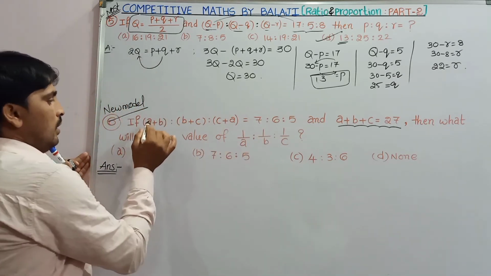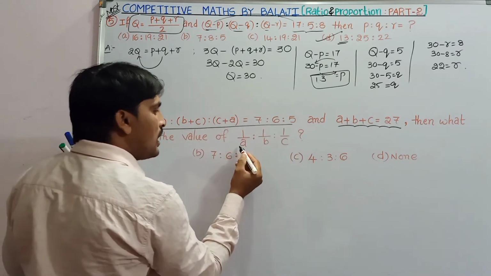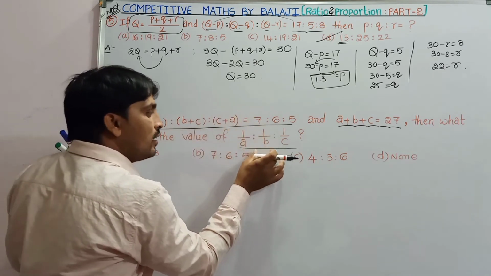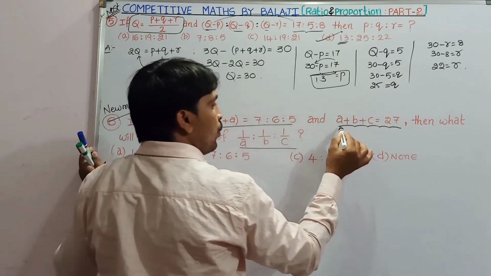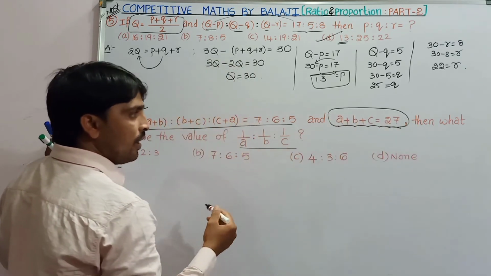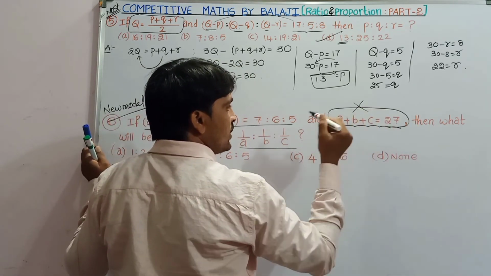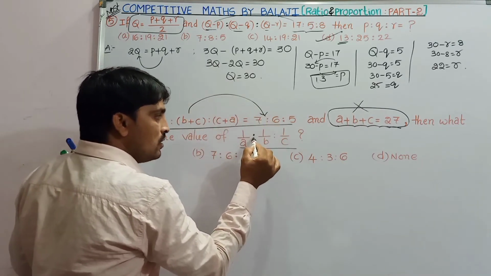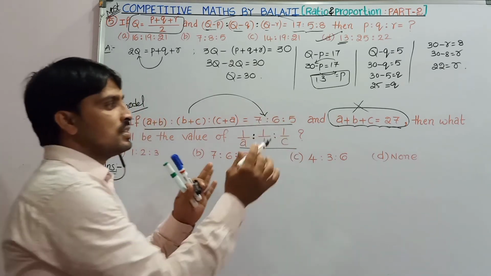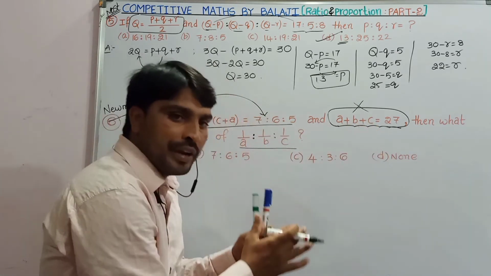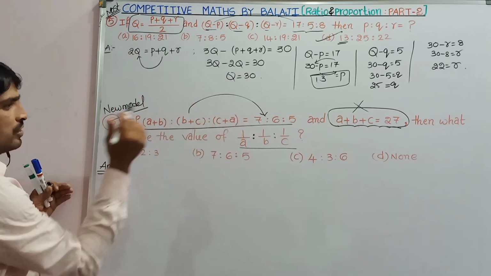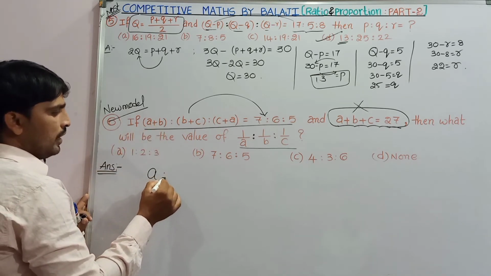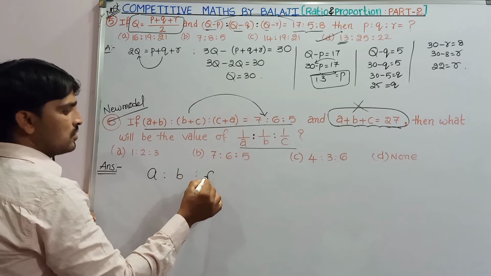See here, the given is a ratio and what he asked is also a ratio. So when he gives a ratio, and again we have to tell the answer in ratio, no need of extra information. We do not use here this condition a plus b plus c equal 27. Why? Because he has given the ratio and asked also in terms of ratio. So this is additional information. There is no need of additional information for this question. See here, we have to find a is to b is to c.